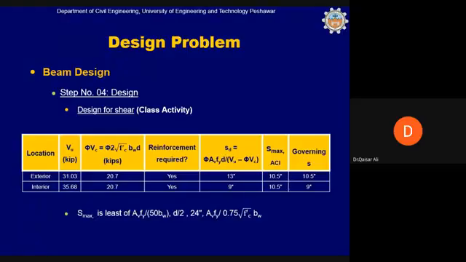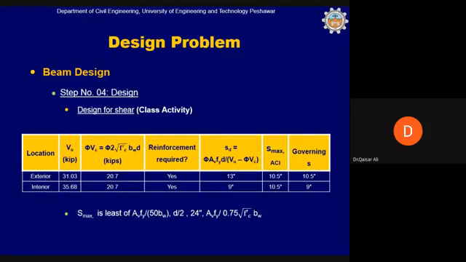Phi Vc is the capacity of the concrete in shear, phi 2 root fc prime bw d. Everything is known to us. This gives us a value of 20.7 kip. 20.7 kip is less than 31.03, so we have to design this beam for shear.